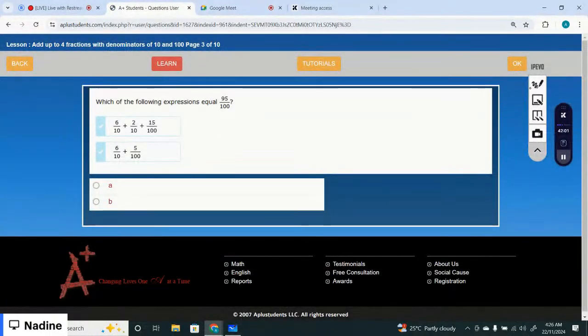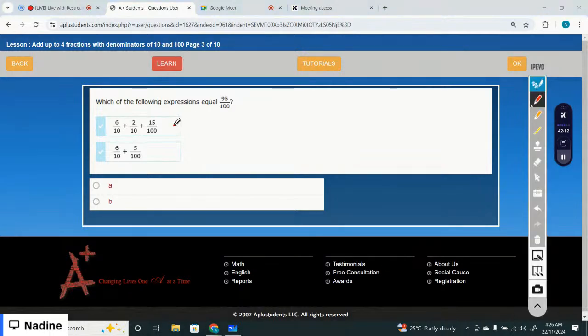Which of the following expression equals 95 over 100? So which is the correct option? Option number A is the correct option. When you make their denominators the same, you need to multiply these two fractions by 10. So they are 60 by 100, 20 by 100 and 15 by 100.